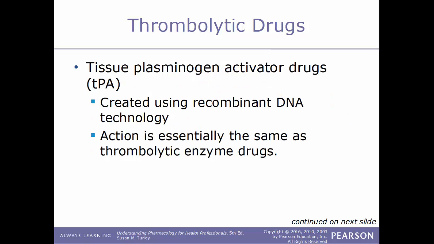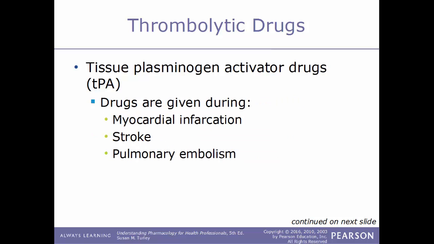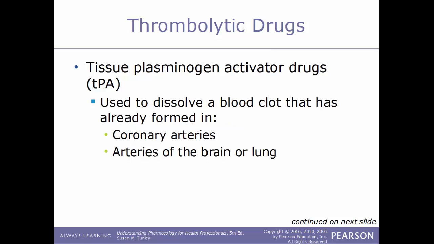Another type of thrombolytic drug are TPAs, tissue plasminogen activators. These are created by using recombinant DNA technology, and their action is essentially the same as thrombolytic enzyme drugs. And these kinds of drugs are given while a patient is going through a myocardial infarction, or while they're having a stroke, or while they're having a pulmonary embolism. Now, these are used to dissolve a blood clot that has already formed within the coronary arteries or the arteries of the brain and the lung.